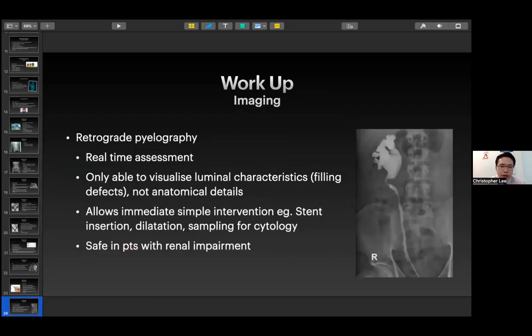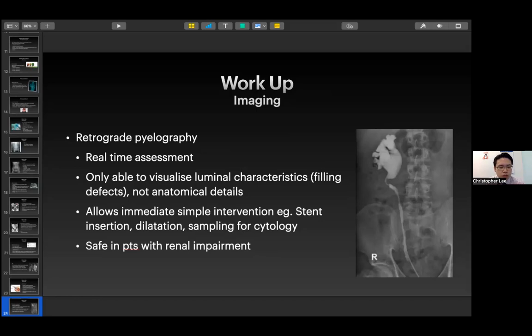Okay, we move back to imaging for a minute. This is a retrograde pyelography, which can only be done via a cystoscope. That's why I put retrograde pyelogram here after cystoscopy. It allows us to conduct a real-time assessment, where you can take a continuous fluoroscopy image of the contrast as you inject it into the ureter from below, from the ureteric orifice. You can inject the contrast, and you can see the contrast going up into the renal pelvis.